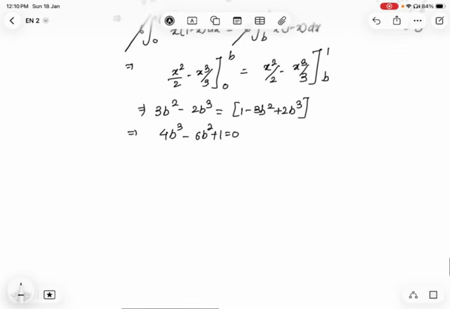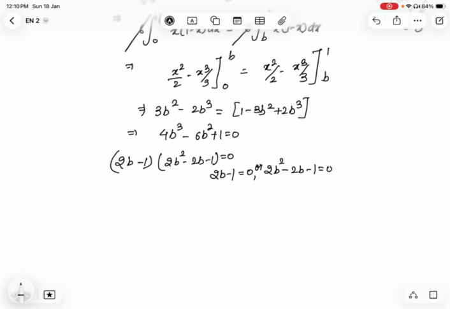So this is a cubic equation. Just solve: (2b minus 1) into (2b squared minus 2b minus 1) is equal to 0. So we will have 2b minus 1 is equal to 0, or 2b squared minus 2b minus 1 is equal to 0. So b is equal to 1 by 2. So you get the value of b because it is satisfied between 0 and 1. Okay.